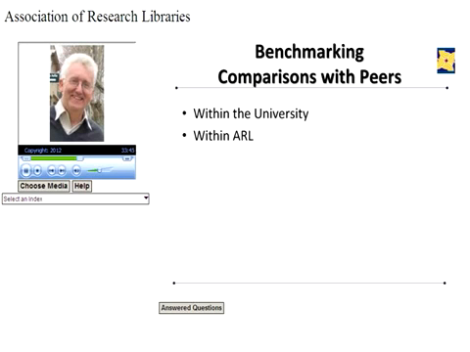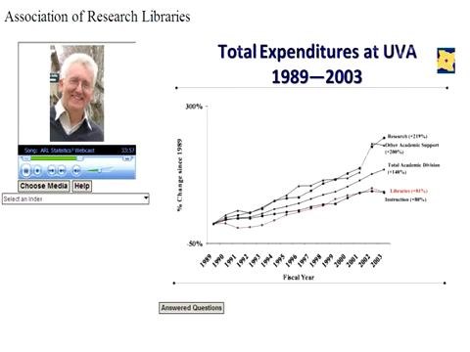We've used it with benchmarking, but we've also done benchmarking using data within the university and with our ARL colleagues. I'll give you just a couple of examples here. This is something that was done some years ago in a report to the Provost, where we just looked at data from within the University of Virginia, and we tried to see what the trends were in budgeting, funding for the libraries and the other academic units.